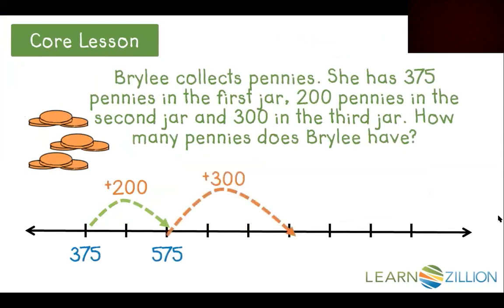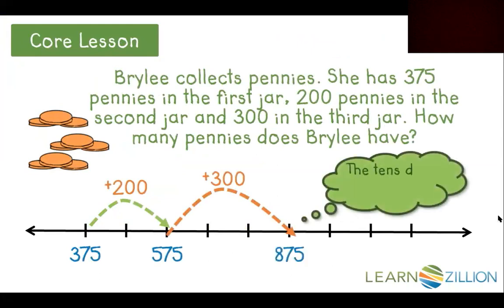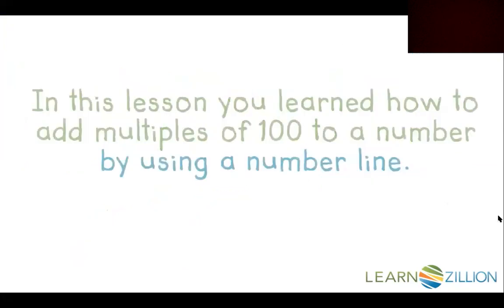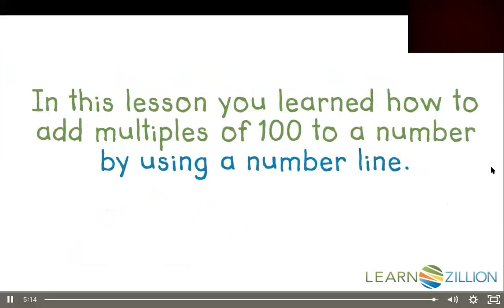Plus 300. What number do you think we will land on? 875. The tens digit and the ones digit stayed the same. 375 plus 200 plus 300 equals 875. In this lesson, you learned how to add multiples of 100 to a number by using a number line.